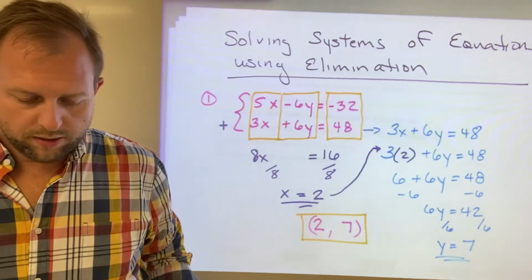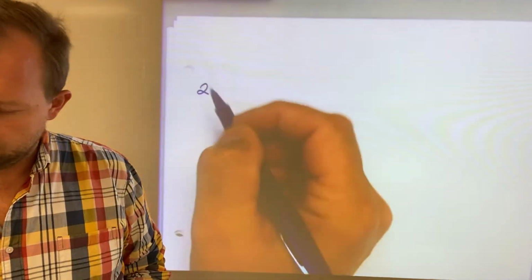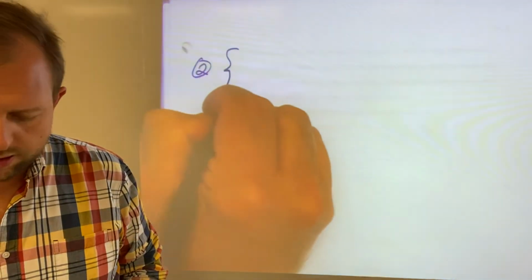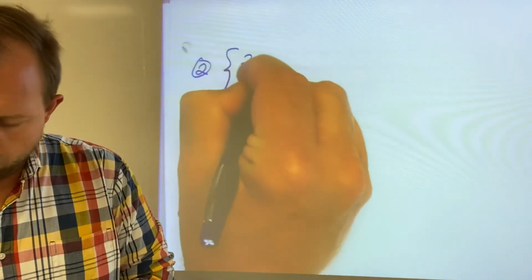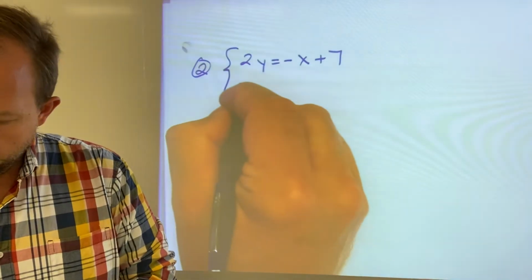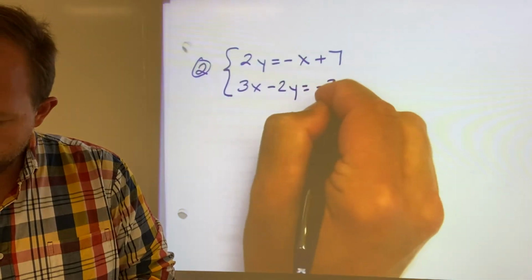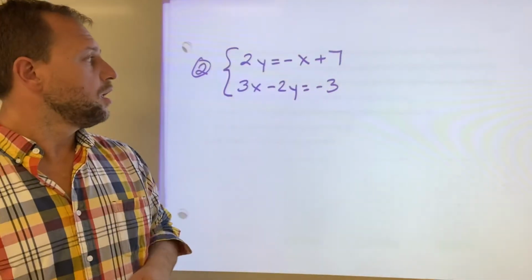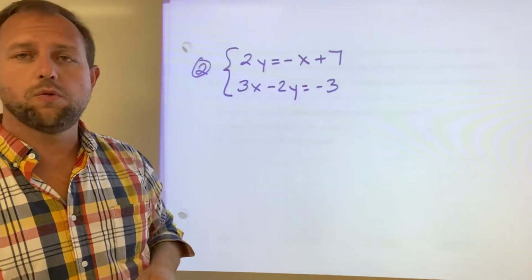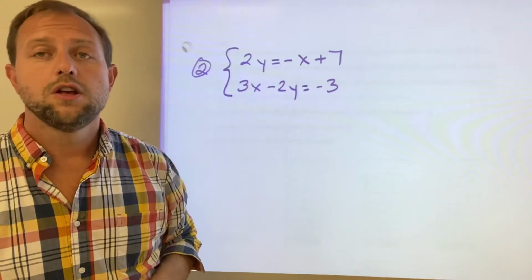Okay, let's see them get just a little bit harder. Number 2. If we have the equations 2y equals negative x plus 7 and 3x minus 2y equals negative 3, our y's look like they're going to work out. The problem is our x's aren't on the same side. So we've got to fix that.